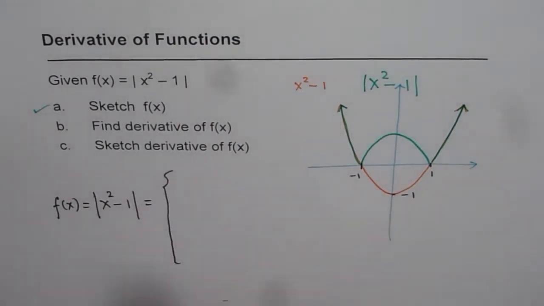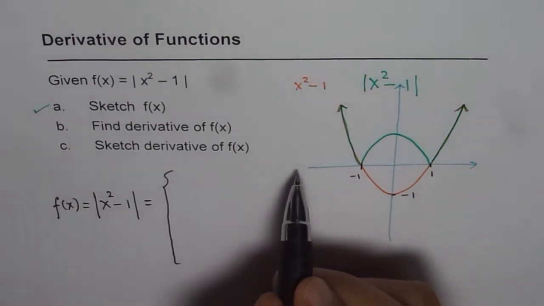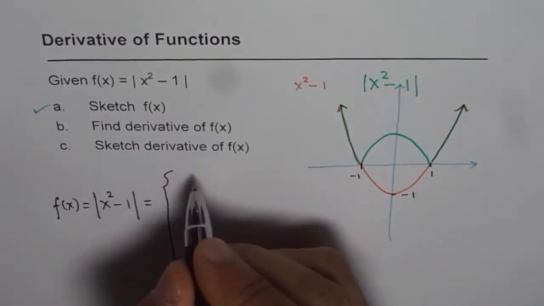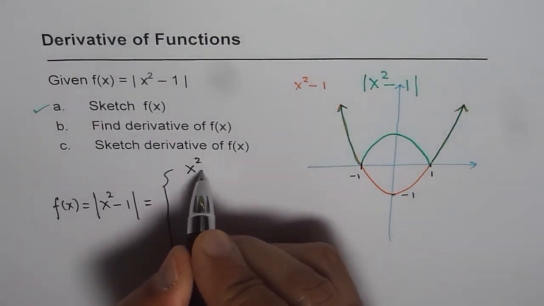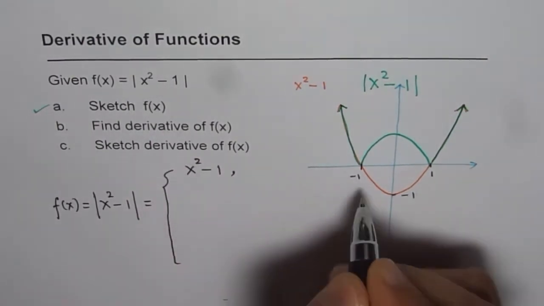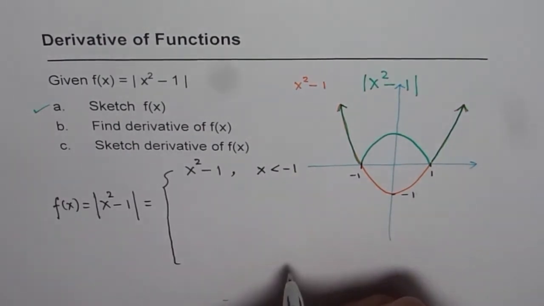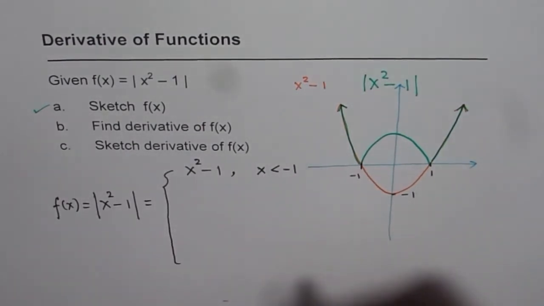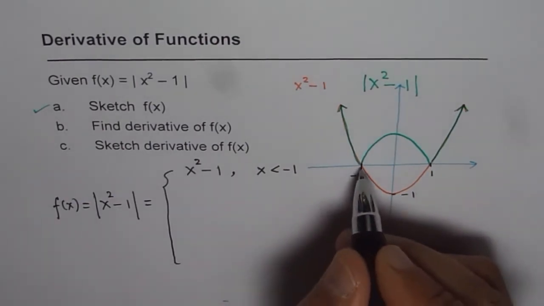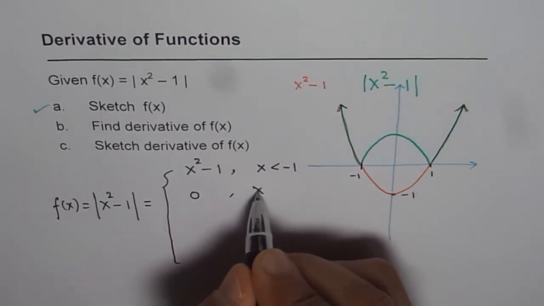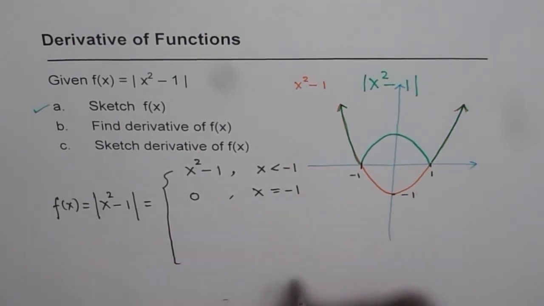Let's start with the leftmost piece. From minus infinity to minus 1, it is the same as x squared minus 1, right? So I'll write x squared minus 1. This is when x is less than minus 1. Now at minus 1, what happens? Well, at minus 1, it is 0. So let me write 0 for x equals minus 1.